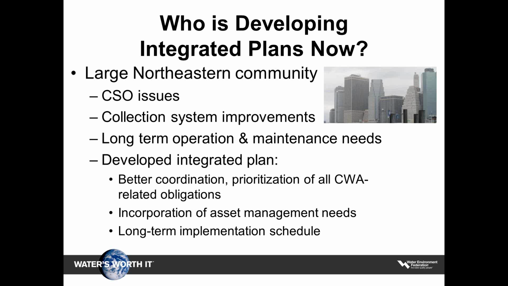So they have better coordination of the projects that would be necessary, the capital improvements, prioritized all their Clean Water Act obligations, and what they came up with was a means to justify a different level of control, 8 or more overflows in a typical year, because of the long-term O&M costs that they were incorporating into their plan. So they're going to have an asset management plan, which the agencies are very happy about, and they're talking about a very long-term implementation schedule.